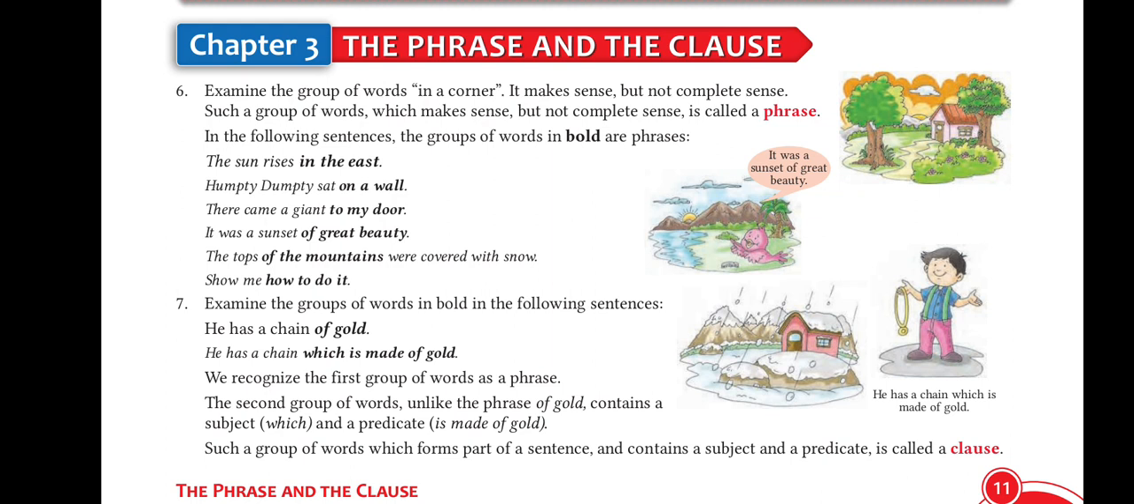Examine the group of words in bold in the following sentences. He has a chain of gold. He has a chain which is made of gold. We recognize the first group of words as a phrase. The second group of words, unlike the phrase "of gold," contains a subject and predicate. Such a group of words which forms a part of a sentence and contains a subject and a predicate is called a clause. In simple terms, what is the difference between phrase and clause? A phrase gives sense but not complete sense, and a clause gives complete sense. In a clause, the subject and predicate are all present, but in a phrase, these are not present.